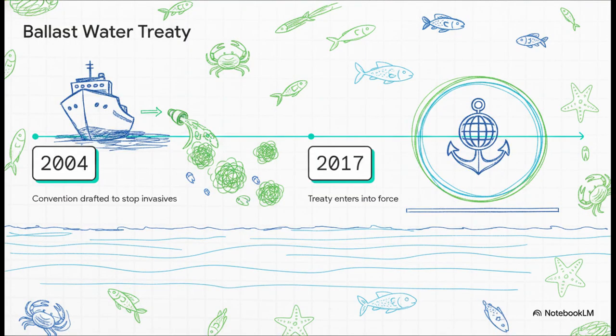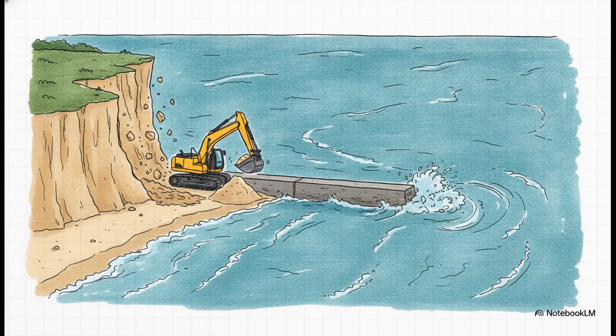resources. To ensure we memorize the regulatory baseline for this specific sea-based threat, we need to look at international maritime law. Note that the International Maritime Organization designed the Ballast Water Management Convention, which was drafted in 2004. This treaty officially entered into force in 2017, and it was specifically built to stop the spread of these invasive alien species.